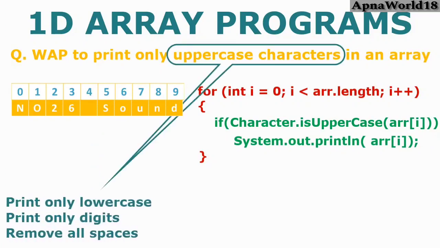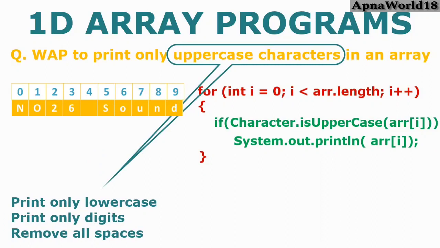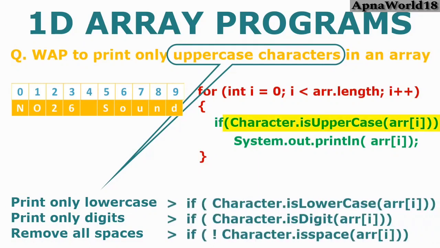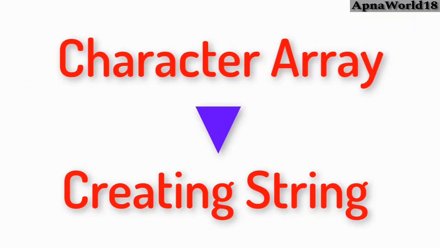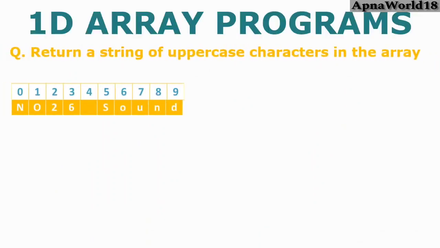There can be multiple variations of this program, like instead of uppercase it could be print only the lowercase characters or only digits. You just need to change the if condition for all different programs. In the next category of programs, you have to create a new string from some select characters in the array, like return a string of only uppercase characters from an array.